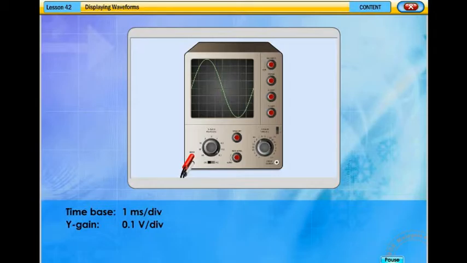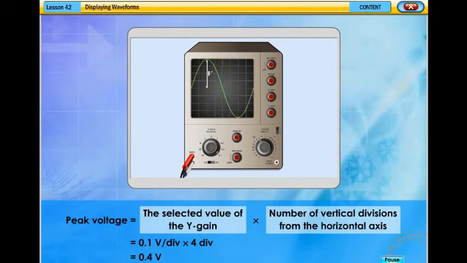The time base is set to 1 millisecond per division, while the Y gain knob is set to 0.1 volts per division. What is the peak voltage? The peak voltage can be calculated by multiplying the selected value of the Y gain to the number of divisions on the vertical axis. Thus, the peak voltage is 0.4 volts.